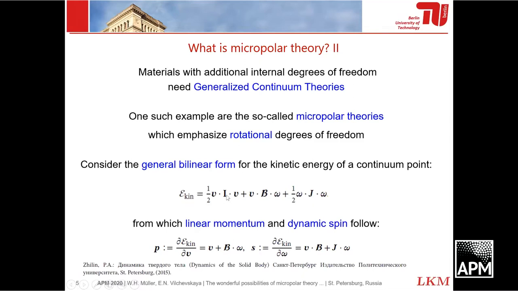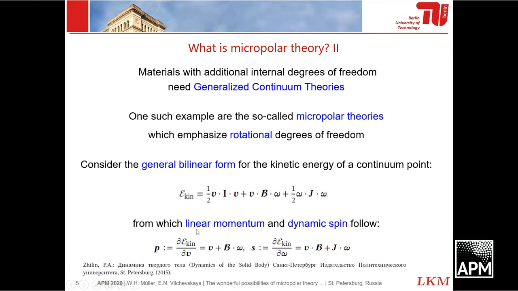Obviously, isotropy is here to hold. Well, yes and no. You know that in relativistic mechanics, we have a transversal mass and a longitudinal mass. So there is also ample room for modifying this first term. But I'm not going to do this today. This is my kinetic energy expression upon which I will build my wonderful world of micropolar theories.